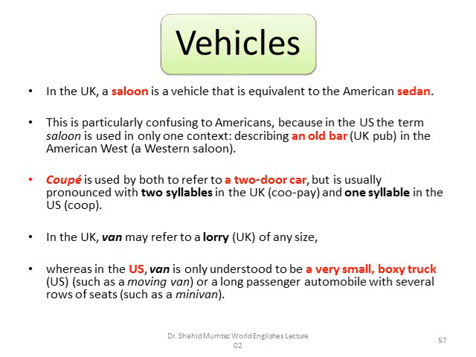This is particularly confusing to Americans because in the US, the term saloon is used in only one context: describing an old bar, which in the UK is called a pub. In the UK they call it a pub, and in America they call it a saloon, which means an old bar. For example, an old bar in the American West, a Western saloon.